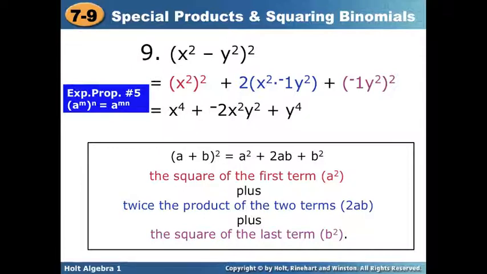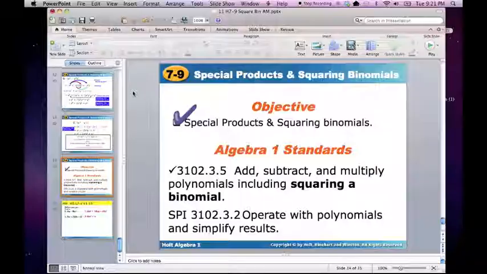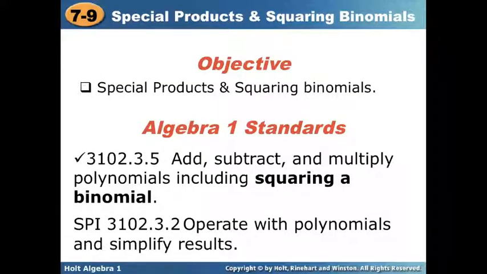Then finally (negative 1 y squared) squared. You square the negative 1 and you square the y squared. y squared squared is a power to power, so you multiply. Again, if you had questions on problem number 9, be sure to ask tomorrow during class when we're working on our practice problems. This concludes Lesson 7-9. We have worked with special products and squaring binomials.